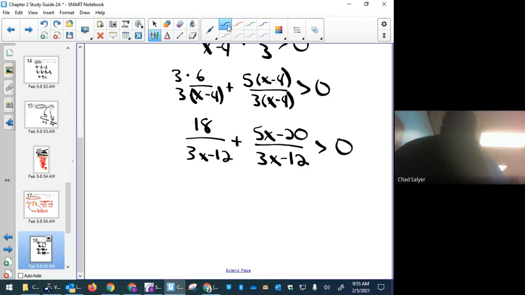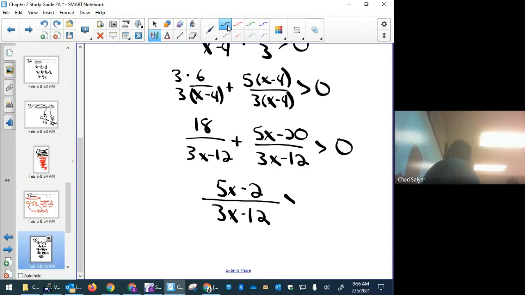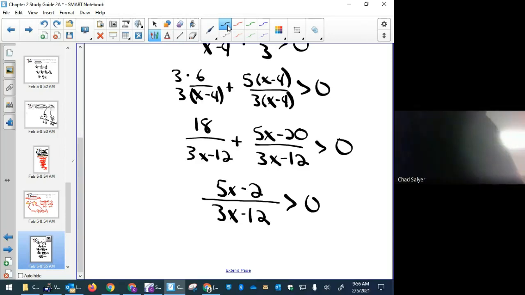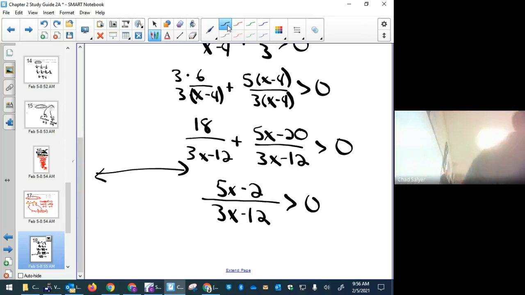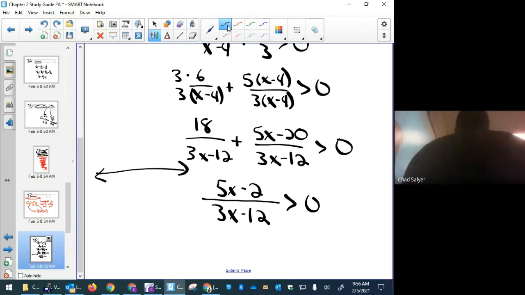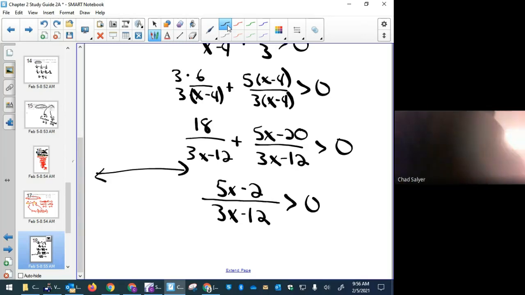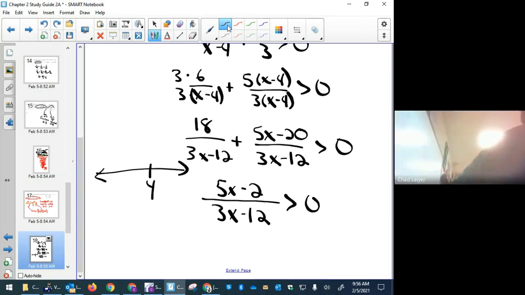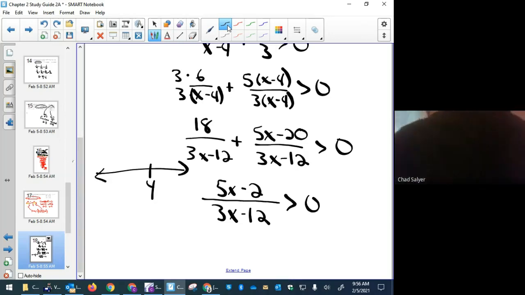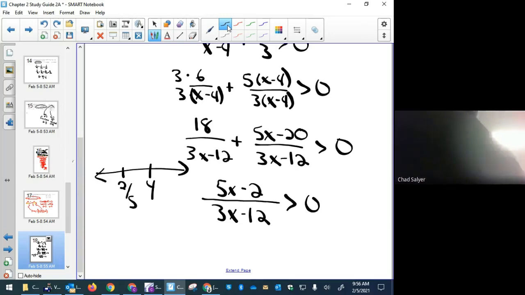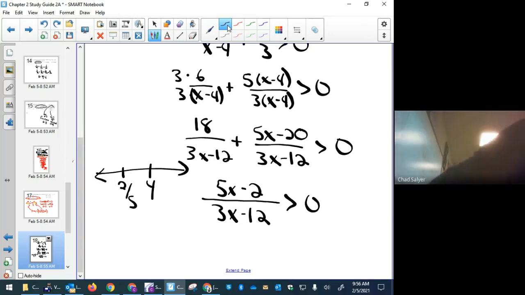Now we can combine our numerators and denominators into one term here. So 18 plus a -20 would be -2. Now on our sign chart, we need to include the zeros of the top and the zeros of the bottom. So the 0 of the bottom in this case is just +4. The 0 of the top, add 2 to each side, divide by 5, is 2/5. So that's the 0 of the top, 4 is the 0 of the bottom.